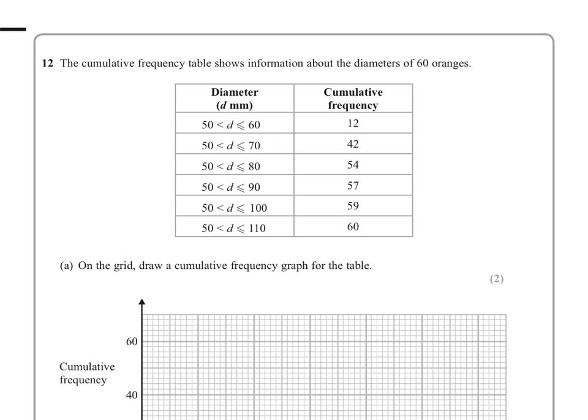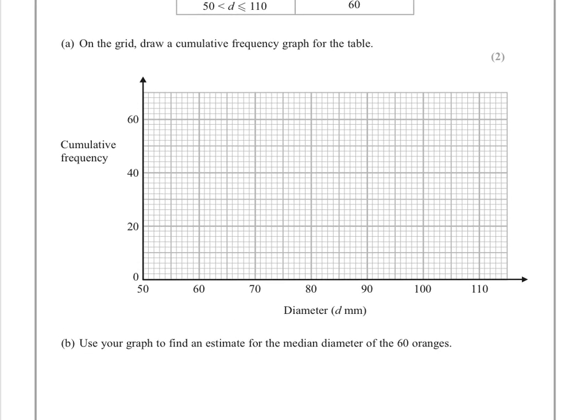Draw a cumulative frequency graph for the table. Well, you plot your values at the top of the range. So the group 50 to 60 has a cumulative frequency of 12. The group 50 to 70 has a cumulative frequency of 42. The group 50 to 80 has a cumulative frequency of 54. Once you've plotted all your points, you can draw a nice curve through the points.